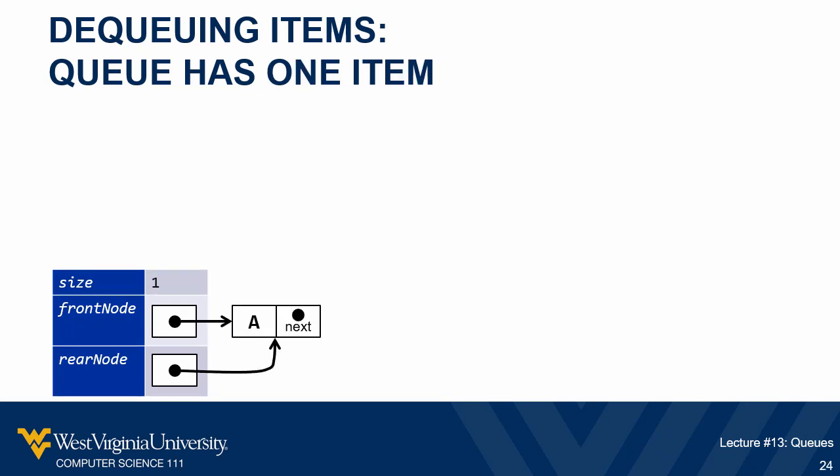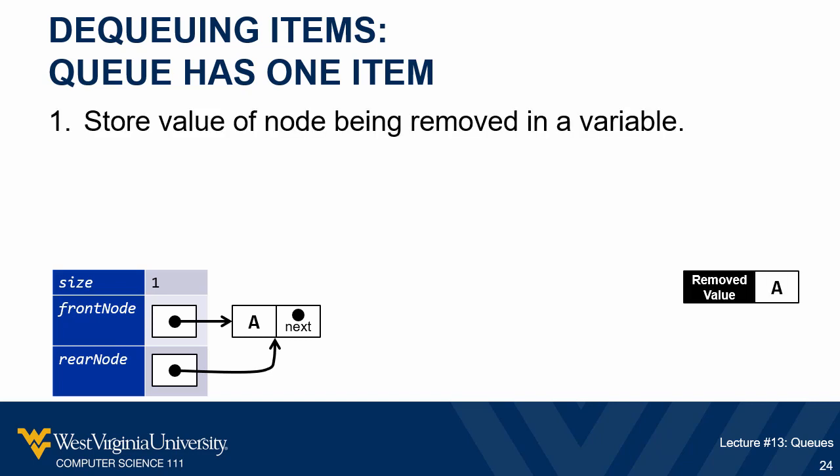The process for removing when I only have one thing in the queue to begin with is a little bit different. Here we're going to end up with an empty queue once we've completed this operation. Things are going to start off the same as with the other version of dequeuing. We're going to go ahead and store the value that will be removed inside of a variable so we can keep track of it. But once we do that, things are going to shift.